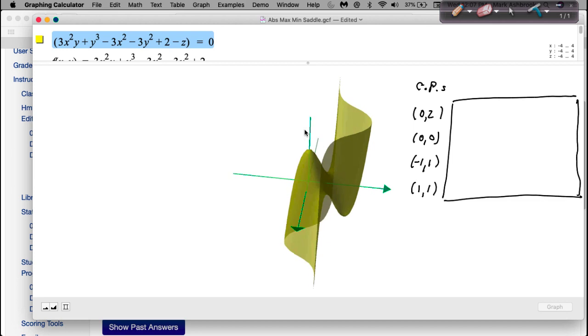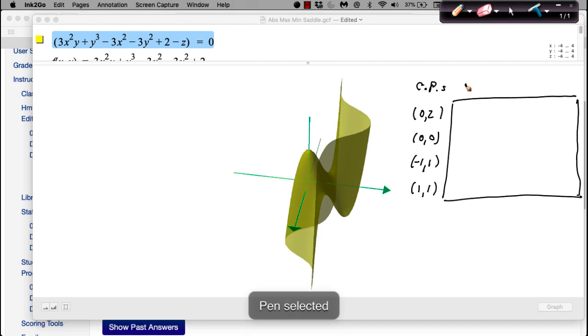Okay, but if you didn't have a graph, algebraically figuring that out means finding the discriminant. So that meant finding the second partial with respect to x, second partial with respect to y, second partial with respect to x with respect to y, and then calculating D according to that formula.